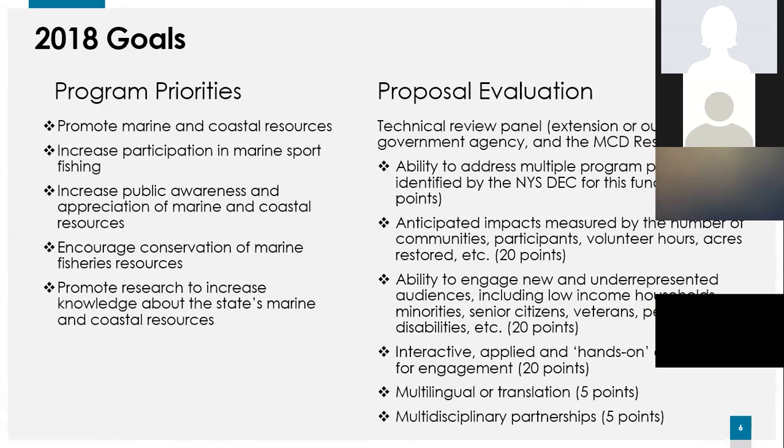Now, this information is contained in the announcement. The next criteria is the anticipated impacts. Impacts are measured by the number of communities involved in your project, number of participants, volunteer hours, and if you're doing restoration or cleanups, how many acres, et cetera. That carries a maximum of 20 points.